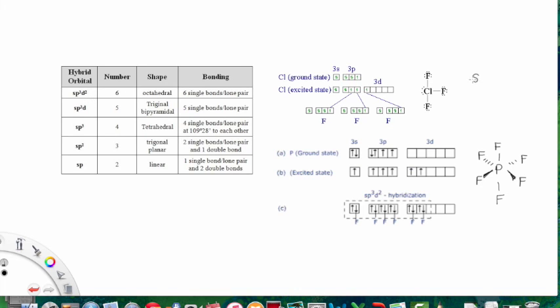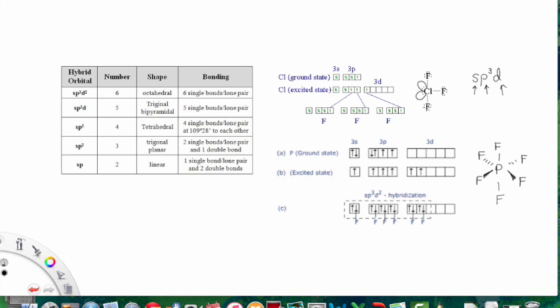So this is sp3d hybridization. As you can see, it's going to involve one s orbital, three p orbitals, and finally one d orbital. So in this case, the example is chlorine with 3 fluorine atoms attached, as well as 2 lone pairs right here. So it has 5 as the steric number.